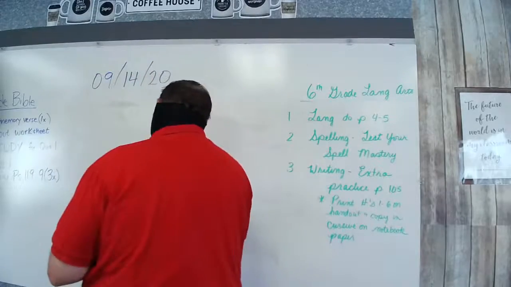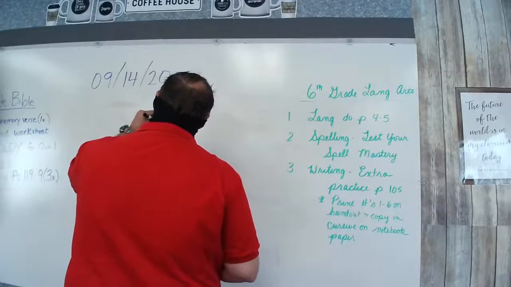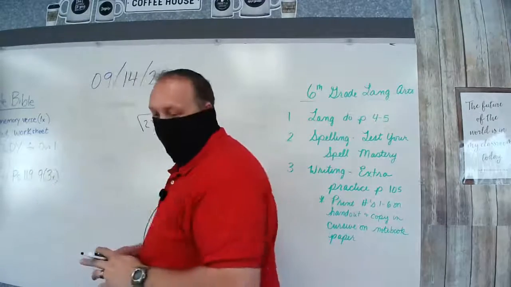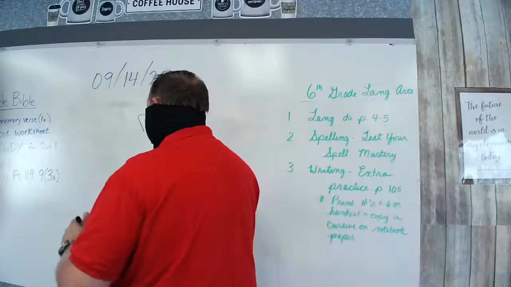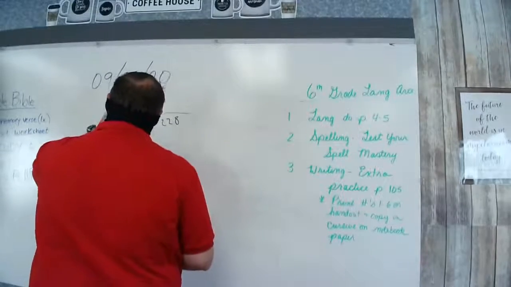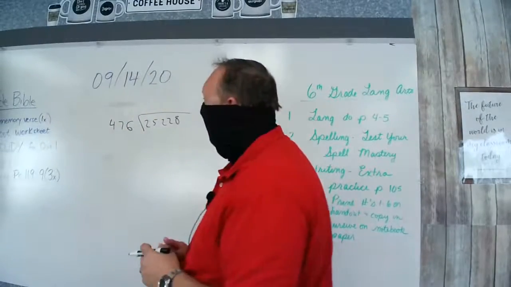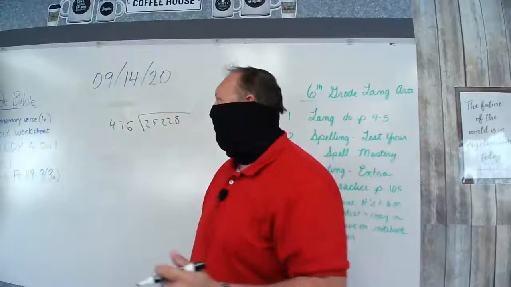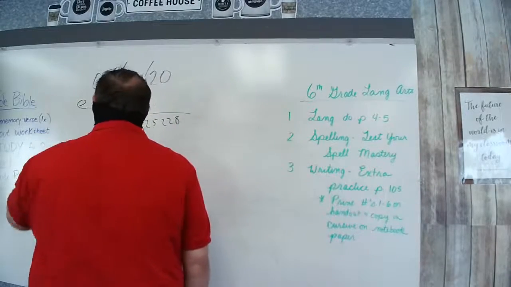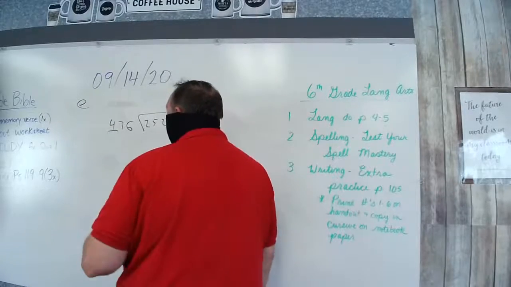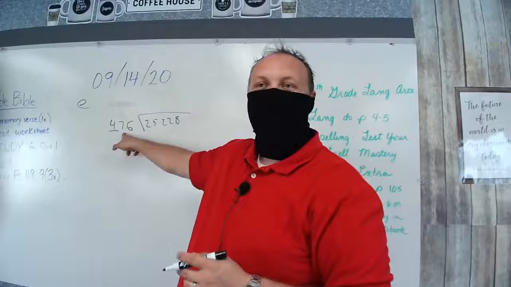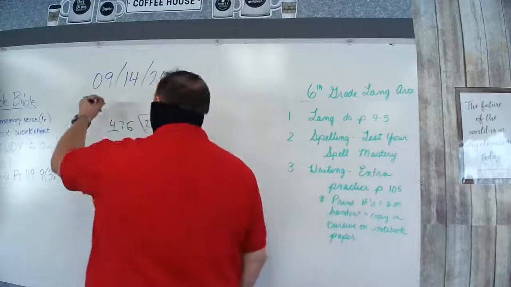25,228. We're going to divide that by 476. Okay. What's our first step of division? Estimate. Okay. So, look right here to estimate. Is our second number larger than 5? Yes, it is. So we're going to use a 5 to estimate.